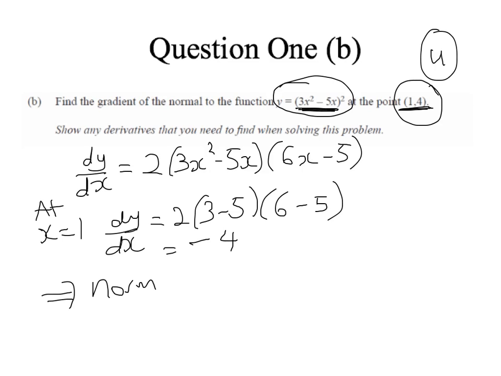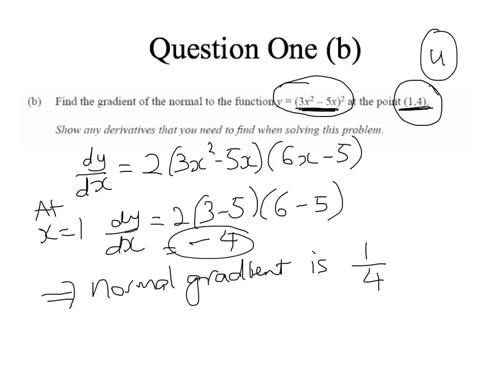So the normal gradient is going to be 1/4. Okay, remember that this number and this number have to multiply together to give you -1. This derivative is the gradient of the tangent. This one's the gradient of the normal.